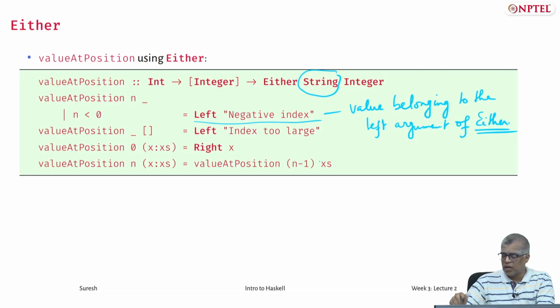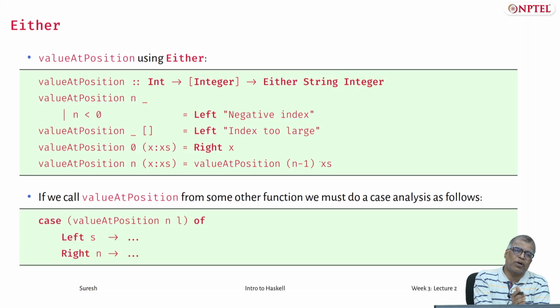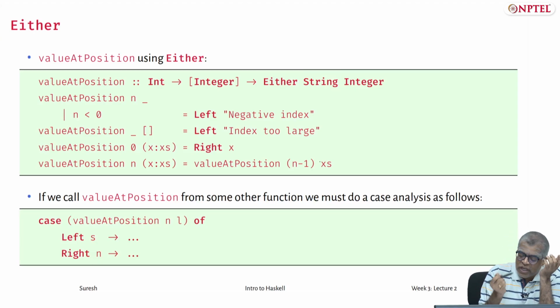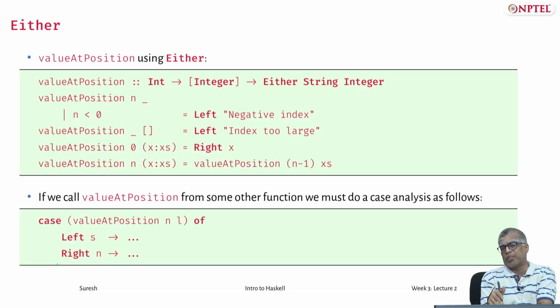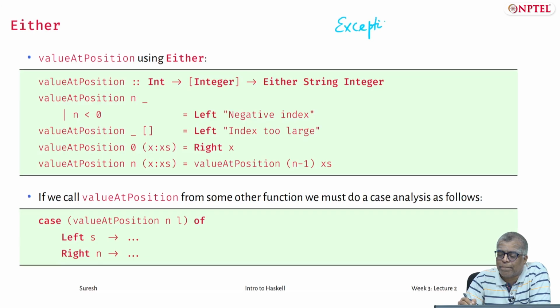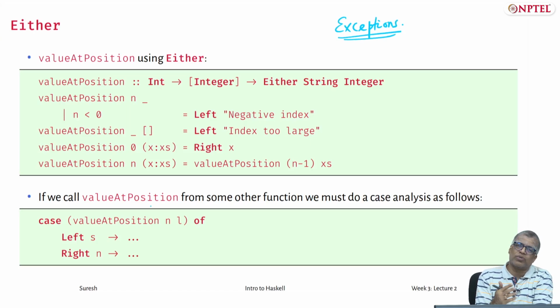This is just standard. So Maybe and Either are useful things that it is good to know, so I am introducing them right now. And once again, just like with the Maybe type, you have to do case analysis. So some other function calls value at position: case value at position of, if it is Left and you get an error message, you handle it appropriately. If it is Right and you get a value n, you handle it appropriately. This is also related to what are called exceptions, and this is a way of doing exception handling in Haskell, sort of manually.